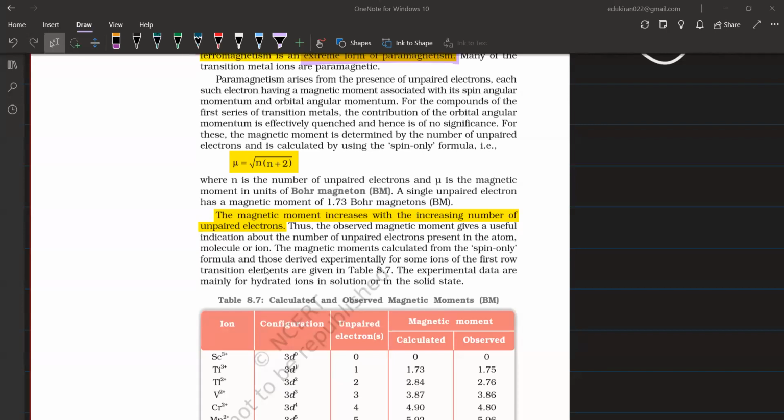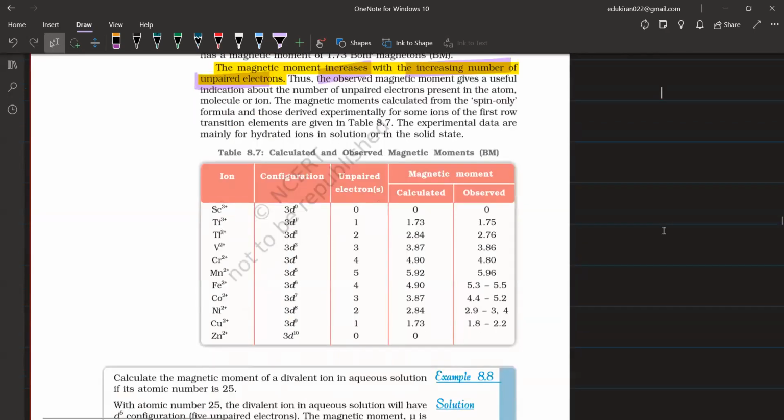Okay, now this line is kind of obvious only, that magnetic moment increases with increasing number of unpaired electrons. So I don't have to explain these things very much, but just have a revision of these parts. The main part was about oxidation state, stability of variable oxidation state. Those were important things.